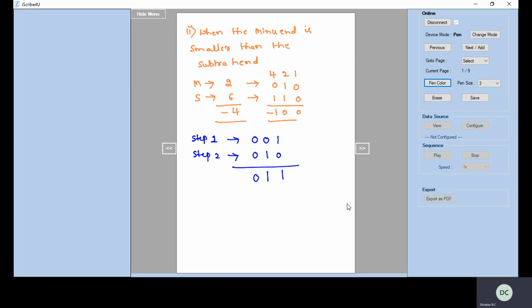Therefore, always when the minuend is smaller than the subtrahend, for the result obtained, take the ones complement and put a negative sign in front of it to obtain the desired result. So the ones complement of 110 is 001, and so on. Put a negative sign in front of it, which is the required answer.